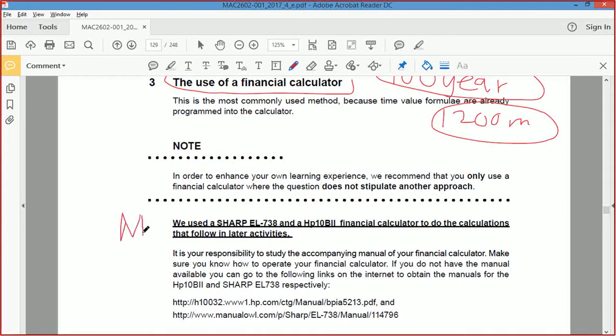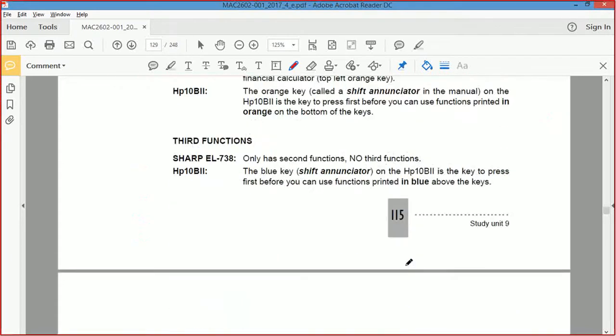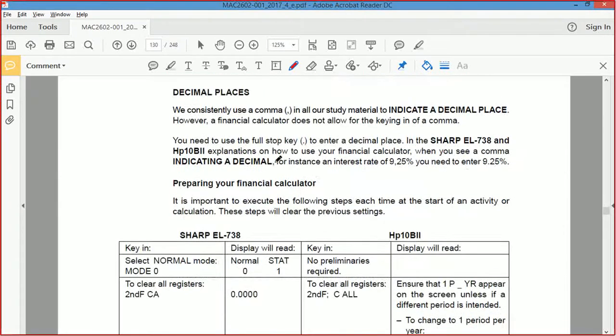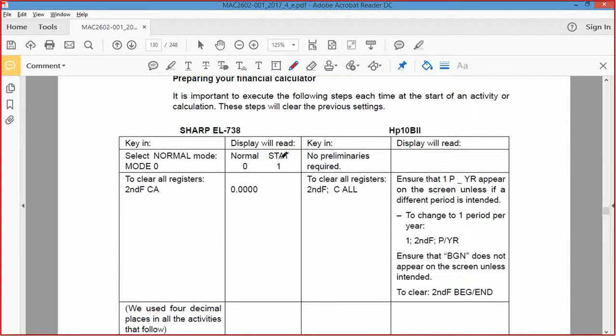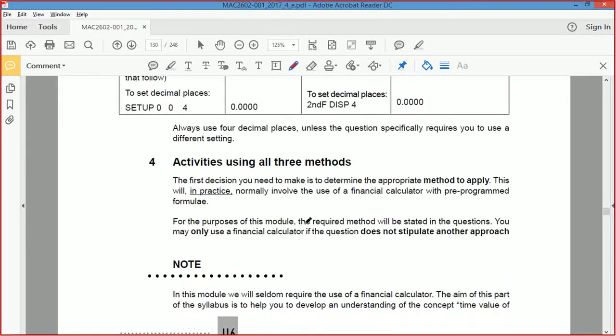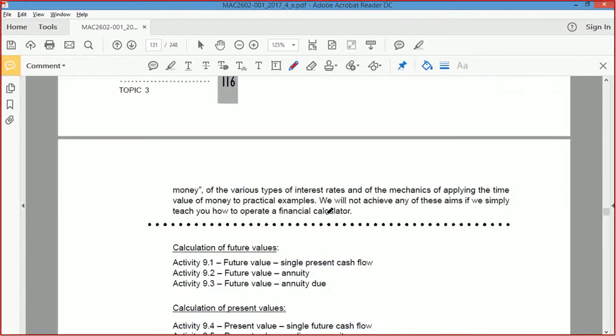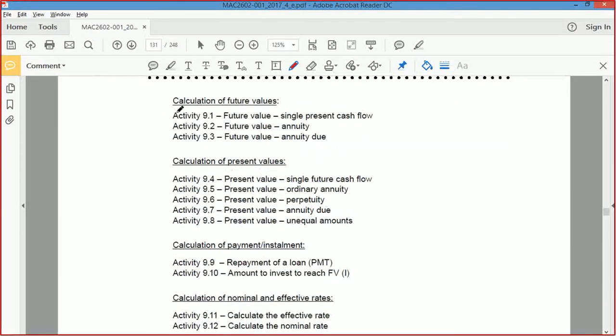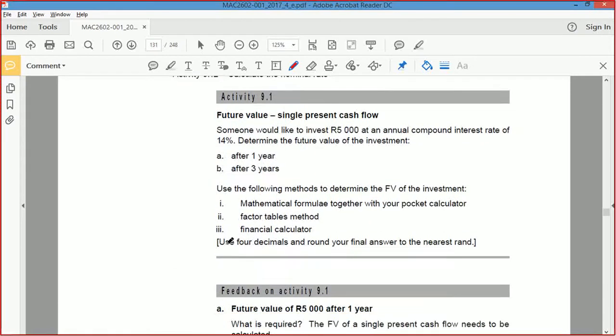And that's why you need to focus on that. Either use the Sharp or use the HP, but use a financial calculator to do the calculations. That's what you're going to be doing. When they talk about decimals, preparing your calculator, remember to clear everything. We've mentioned that already, using 3 methods. Obviously, you've got different types of calculations you can do. We need to now practice.